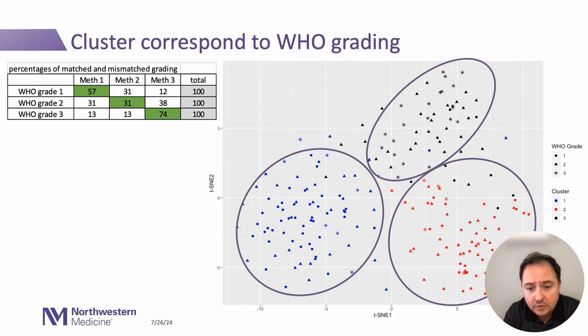As we can see here, cluster 1, which is blue, is enriched for WHO grade 1 samples. Cluster 2 has a lot of WHO grade 2 samples, and cluster 3 is enriched for WHO grade 3 samples. You can definitely look at this graph and see those dots corresponding. Oh no, there's some overlap. It's not perfectly clean, but overall we see that trend, which is very exciting.